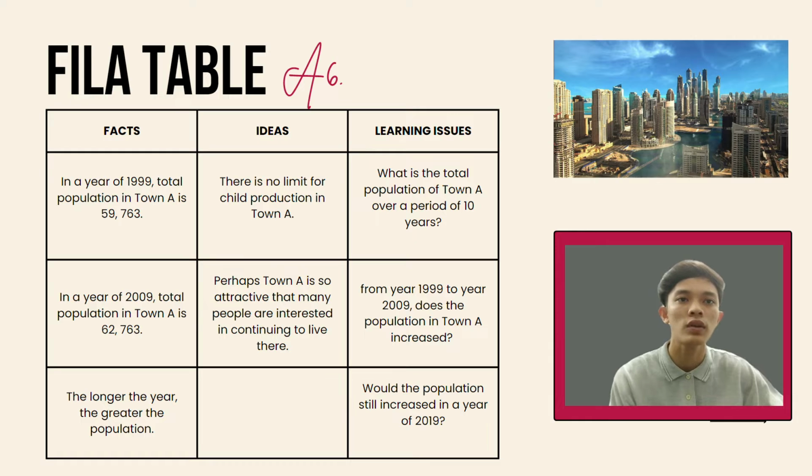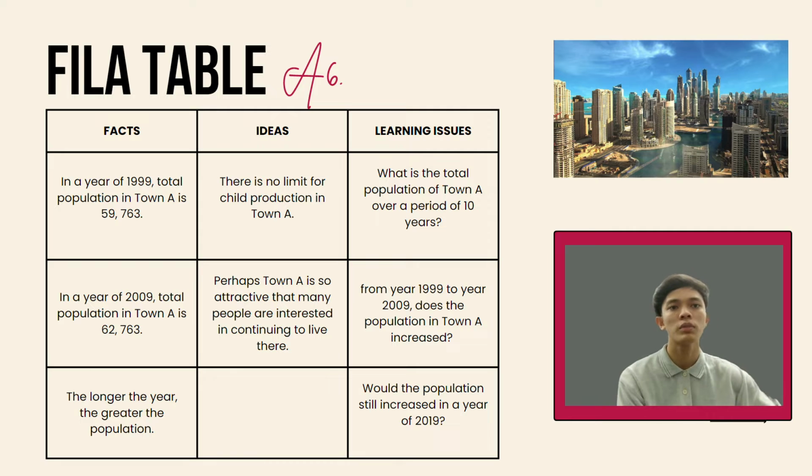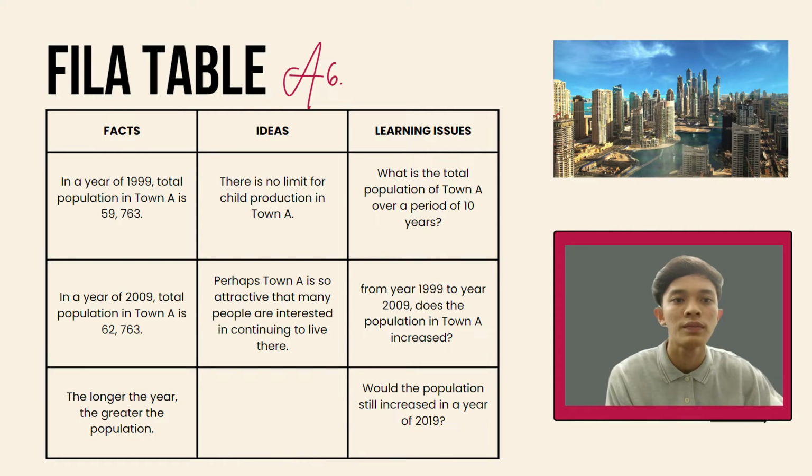Does the population in town A increase? Would the population still increase in the year 2019? And the last one is, if the population is still increasing in 2019, what is the expected total population for that year in town A?